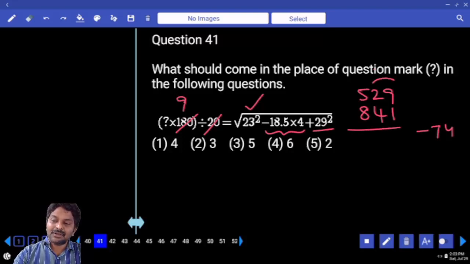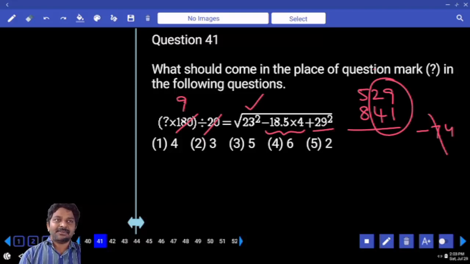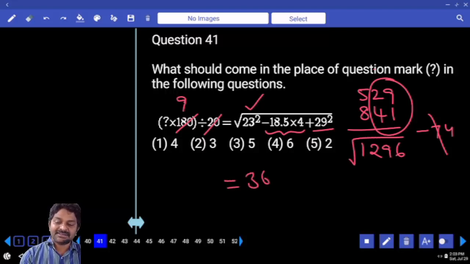When you look at the positive numbers' last 2 digits, that gives you 70. And still how much more do you need to subtract? 4 needs to be subtracted from 1300, which is equal to 1296. Under root of this number is 36. So x value is equal to 36 by 9.